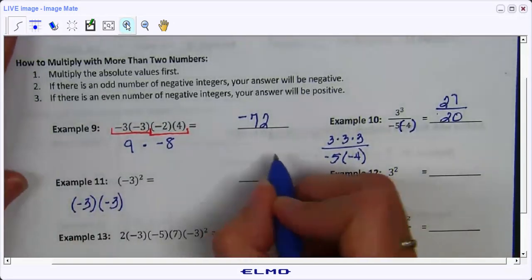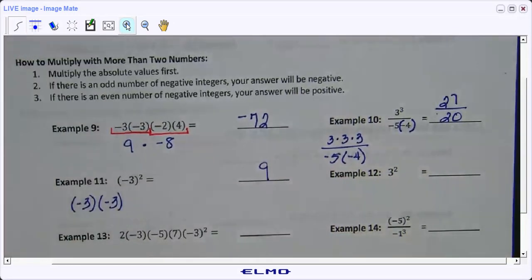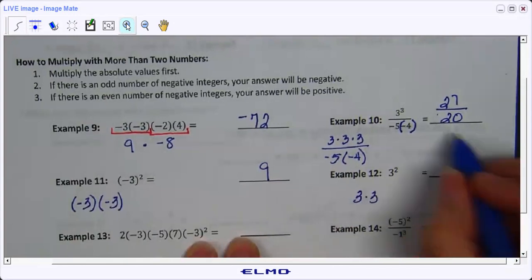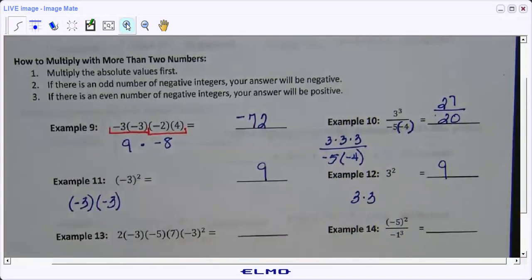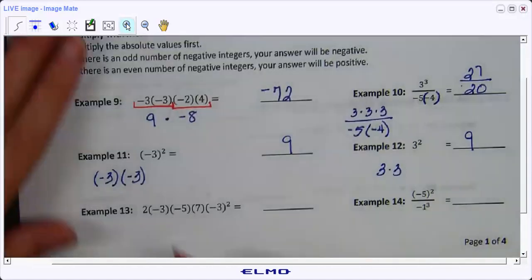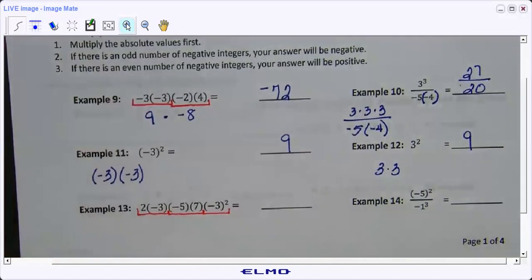And you should have -3 times -3, which is a positive 9 for the first one, 11. And then 12 is just 3 times 3, which is 9. So on 13, we are going to be multiplying. And I'm going to start with 2 times -3, and then I'll do -5 times 7, and then I'll figure out my -3 squared. So I want you to do those first steps with example 13 first.